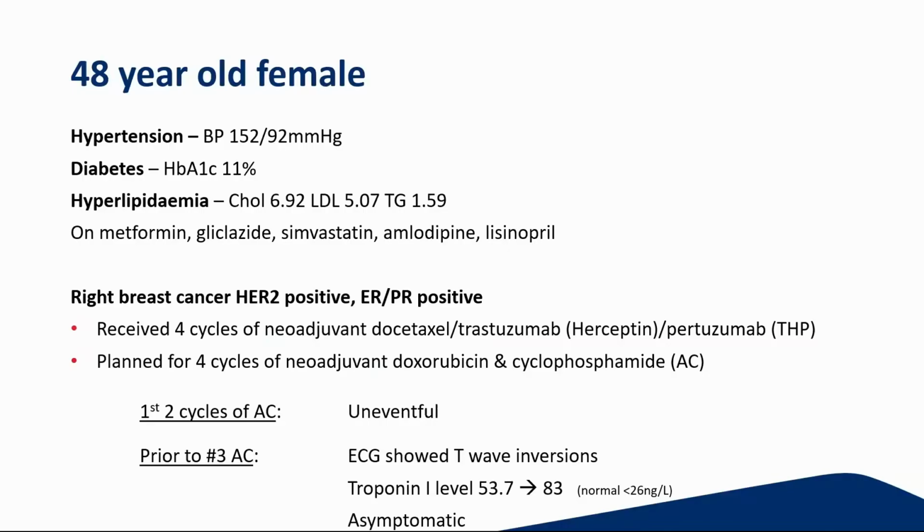Now, in the 3rd cycle, for whatever reason, the oncologists who have a bit more awareness did an ECG and it showed some T-wave inversions. So they went on to do a troponin, which was mildly abnormal, 50s to 80s, the normal range being less than 26. And importantly, this patient was asymptomatic. So that's the reason why the patient got referred to us, because there were some ECG abnormalities, a raised troponin, and they weren't quite sure what to do from here. So this is what happened for the patient.